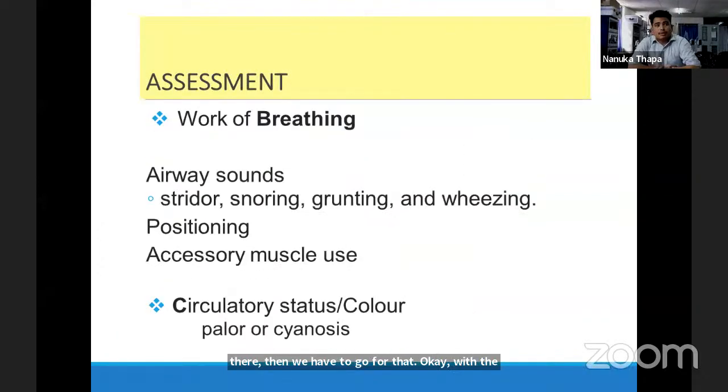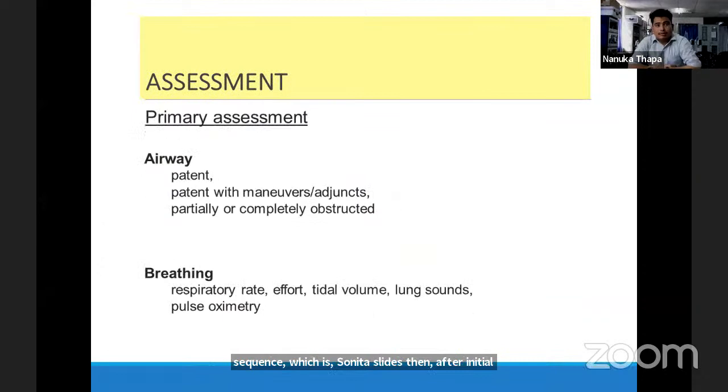Then after the initial assessment, we'll go through our primary assessment. In the initial assessment, suppose a child comes to us who is unresponsive, then the first thing we have to do is put the patient on oxygen, and then we have to assess the heart rate or the pulse, and also see the color. If the patient is very pale, or there is no heartbeat, or breathing is not there, then we have to see whether any other signs of life are there or not.